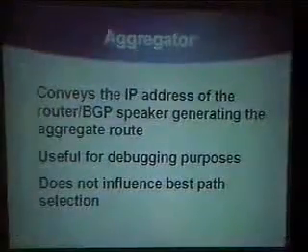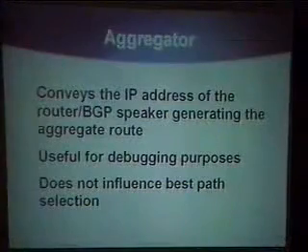Aggregator conveys the IP address of the router or BGP speaker which is generating the aggregate route. It's not really used for anything apart from debugging. You find out who has generated the aggregate. So it tells you the IP address, the router ID, of the one that's been generating the aggregate.